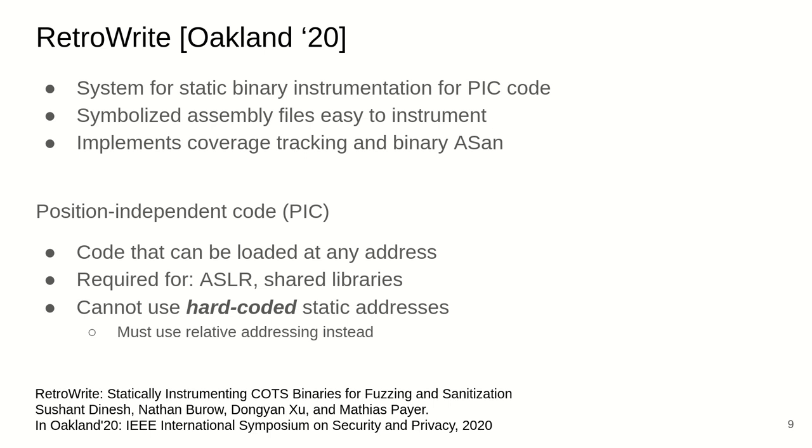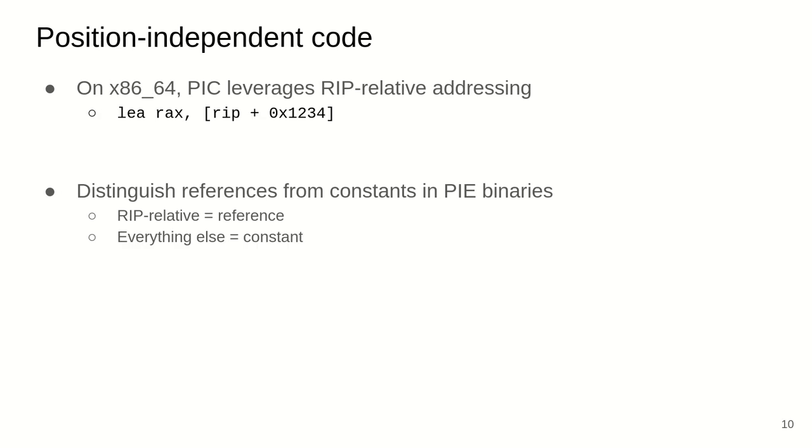Our key finding is that position independent code allows us to recover a sufficient amount of information to carry out this necessary instrumentation. PIC code, position independent code, is code that can be loaded at any address, and this is required for ASLR or shared libraries. So in PIC code, you cannot use hard-coded static addresses and must use relative addressing instead. And this allows us to recover all the necessary information about whether something is a pointer or a scalar.